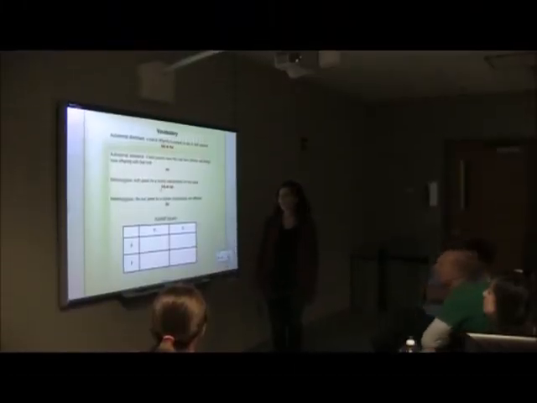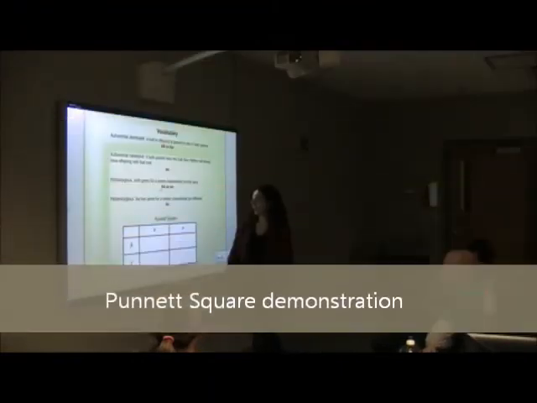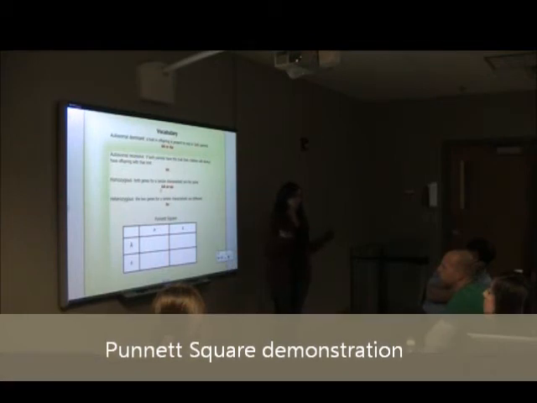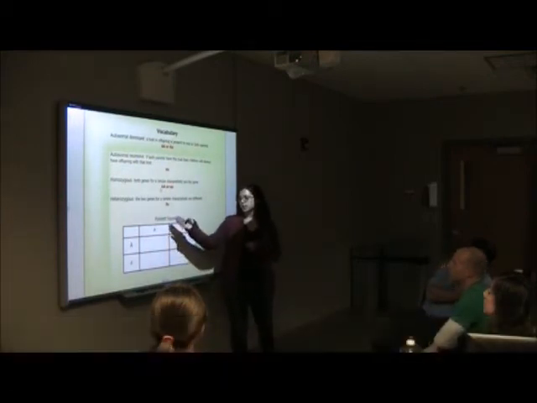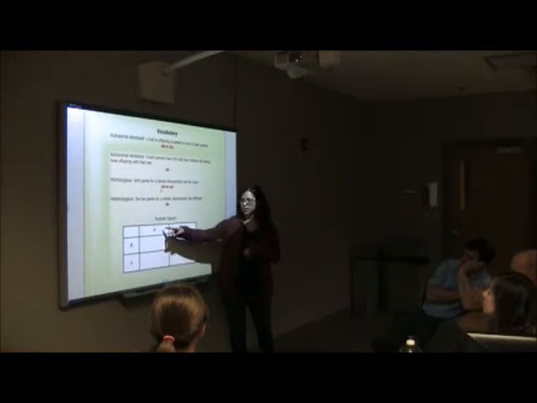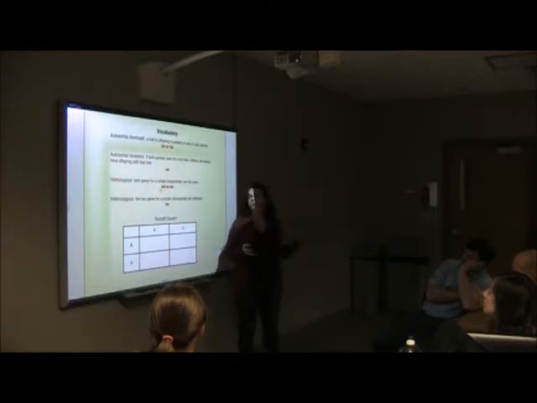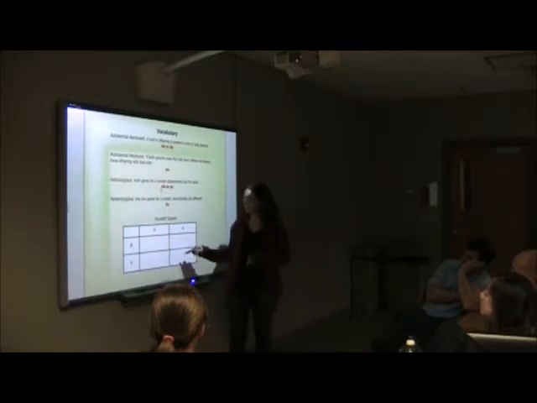Punnett squares. This is just a review of what we've already done. We can do an example where you have two parents that have dark hair. They can have these genes where they have one light hair gene and one dark hair gene, but because it is a dominant gene and heterozygous, they're going to appear to have brown hair. So they would have four options for their children to look like.